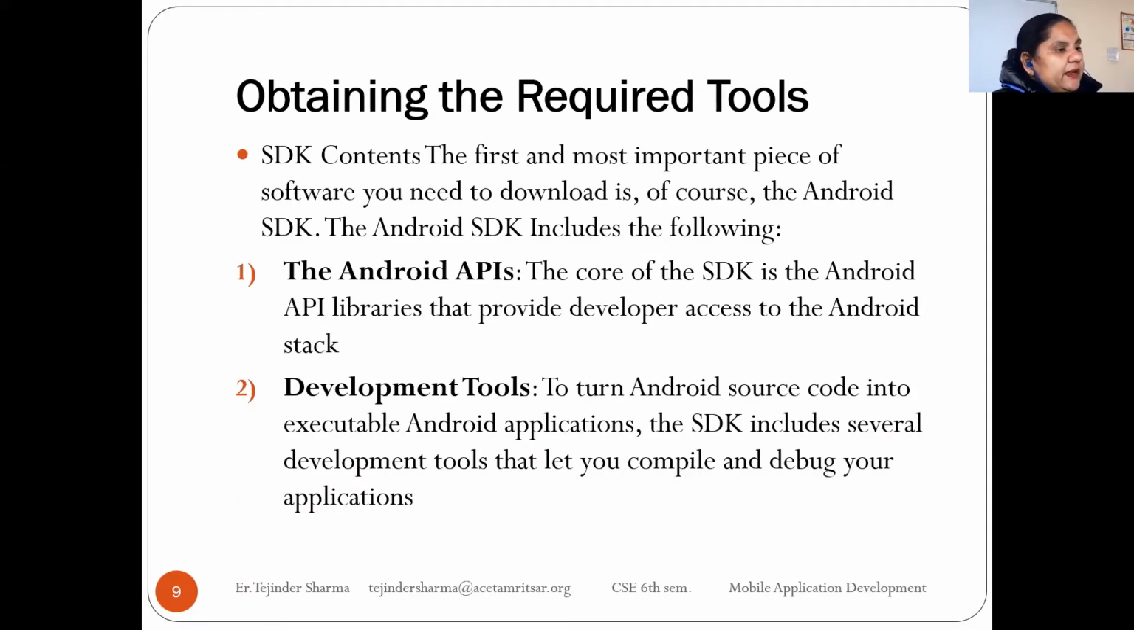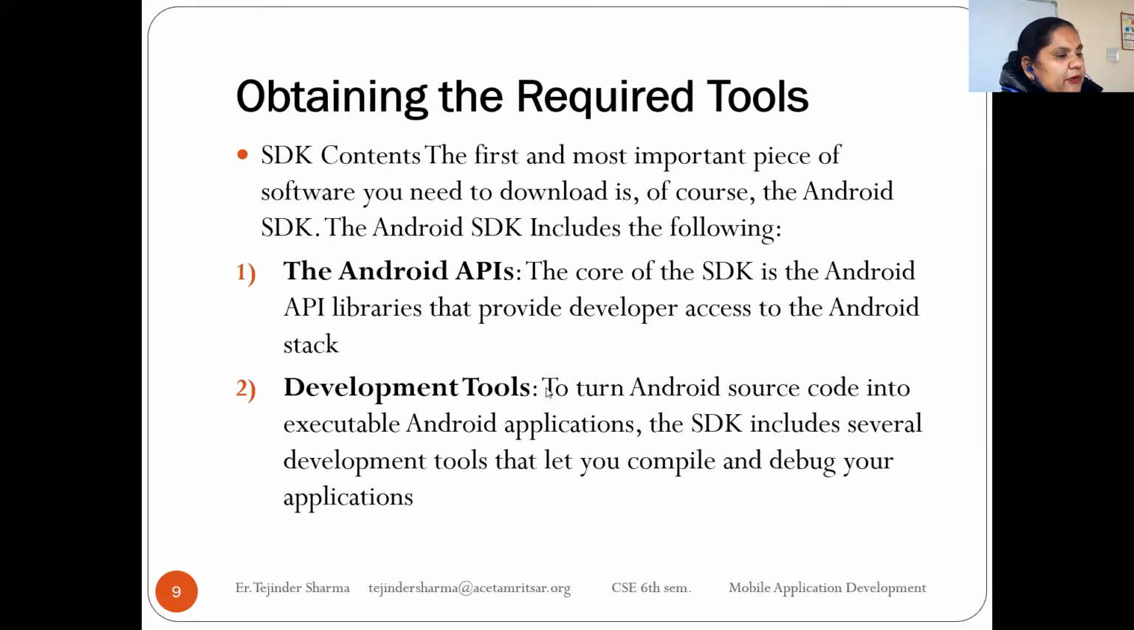So, obtaining the required tools. The first and most important piece of software you need to download is the Android SDK. I already told you. The Android SDK includes the following. First, it has the APIs, which are a set of core libraries that help the developer to develop the Android app.